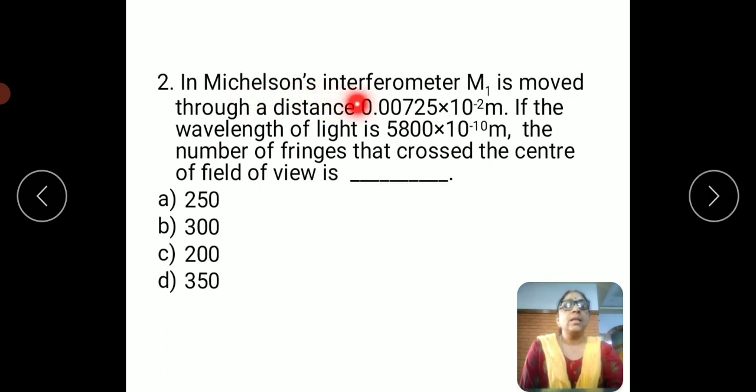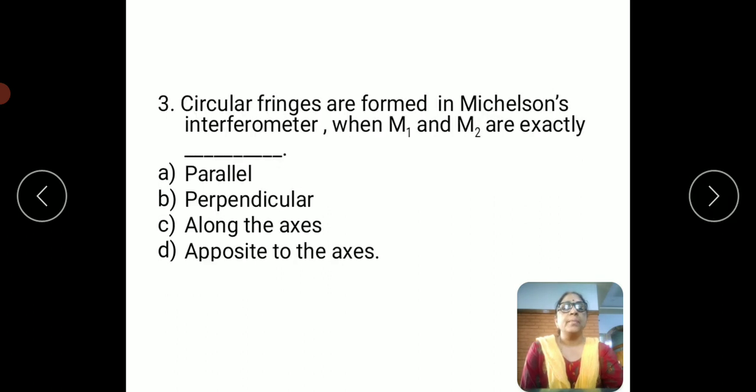In Michelson's interferometer, M1 is moved through a distance of 0.00725 into 10 to the power minus 2 meter. If the wavelength of the light is 5800 into 10 to the power minus 10 meter, the number of fringes that cross the center of the field of view is? We have to calculate n by knowing the values of lambda and d. As lambda is equal to 2d by n, the answer is A, that is 250.